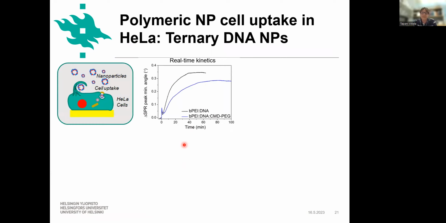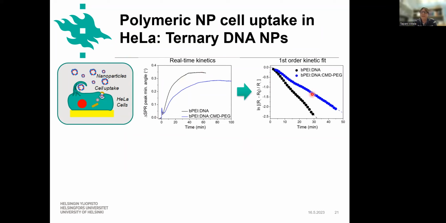So we also made these kinetic measurements with these two types of particles, positively charged polyplexes and pegylated polyplexes. You can see, as a matter of fact, there is a lower interaction with these pegylated particles, because the signal is lower than for the highly positively charged particle. And when we do kinetics out of this, we can also see that the kinetics is slower for the pegylated particle than for the positively charged polyplex.